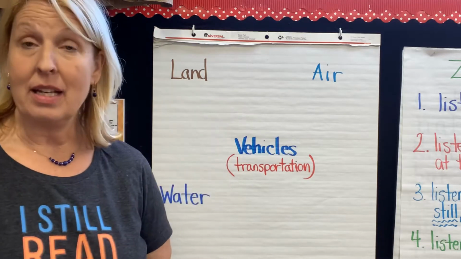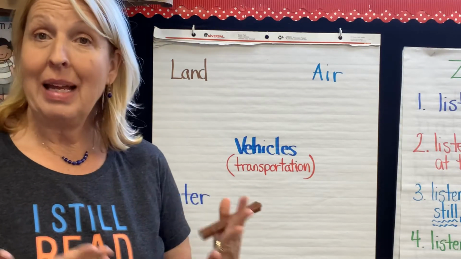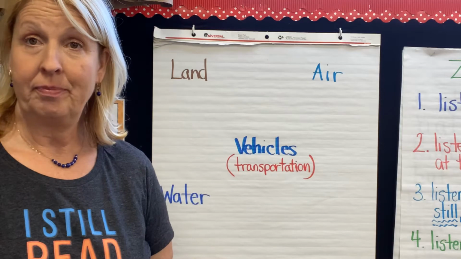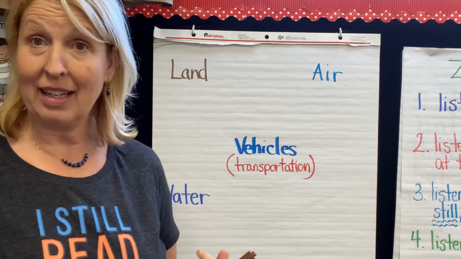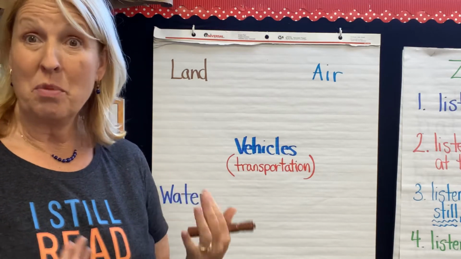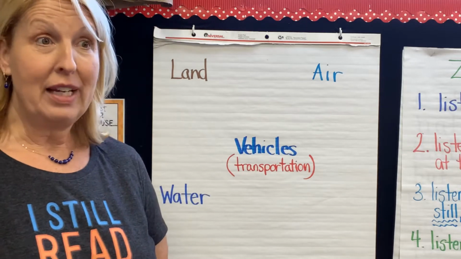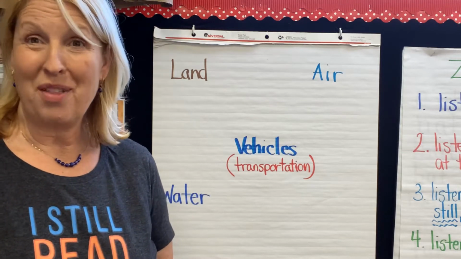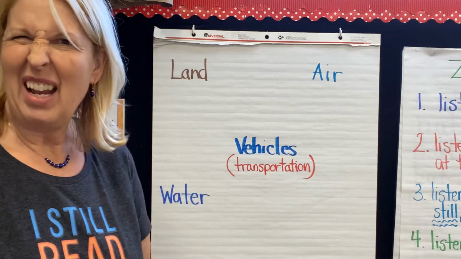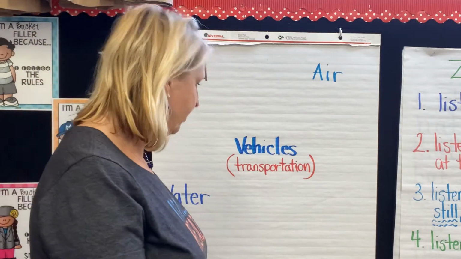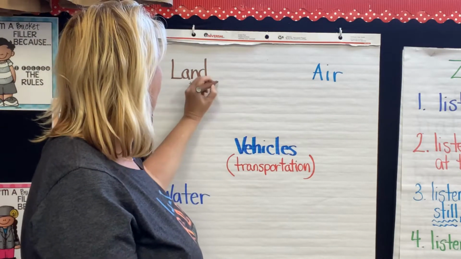thinking of a few ideas for land. How do we get from one place to another? One of the first things that I think of in terms of a vehicle for getting from one place to another on land would be a car, right? That's a basic one. So I'm gonna write car.